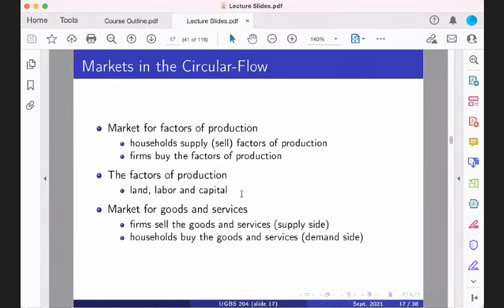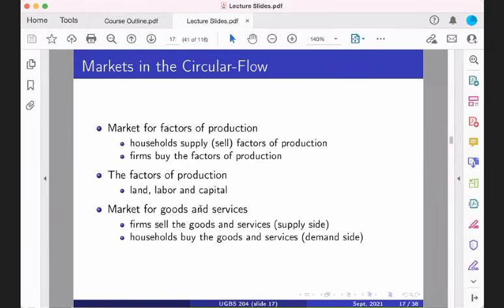Then when you come to the market for goods and services, it is the firms that are the supply side. They sell the goods and services. So for the factor market, the supply side is the households who sell their factors of production. When you come to the goods side, it is the firms that are the supply side. This distinction is very important for you. In the factor market, the supply side is the households. In the goods and services market, the supply side is what? The firms.